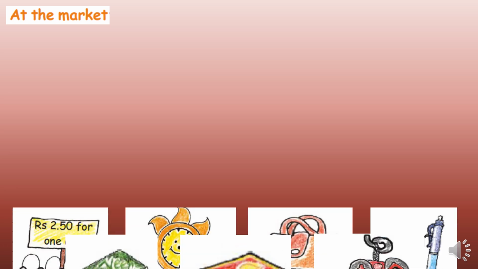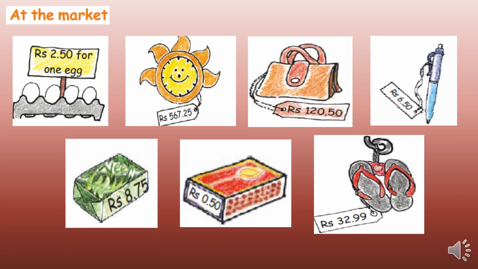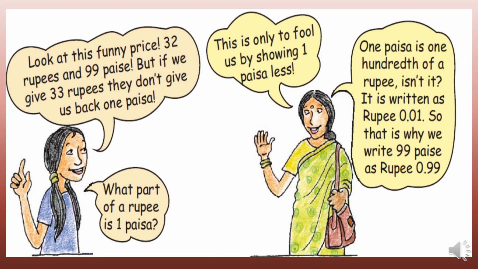At the market. Here you can see in the market many things are available with their price. Look at this funny price, 32 rupees and 99 paise. But if we give 33 rupees, they don't give us 1 paisa back. This is only to fool us by showing 1 paisa less.